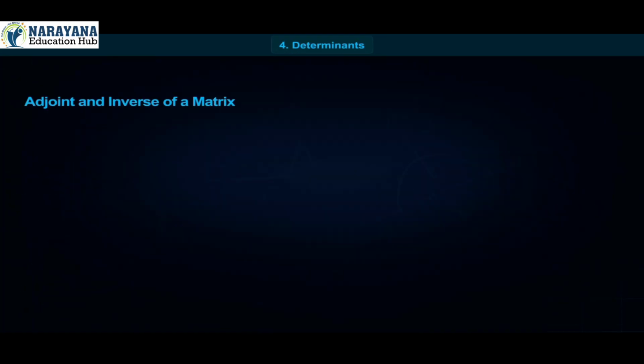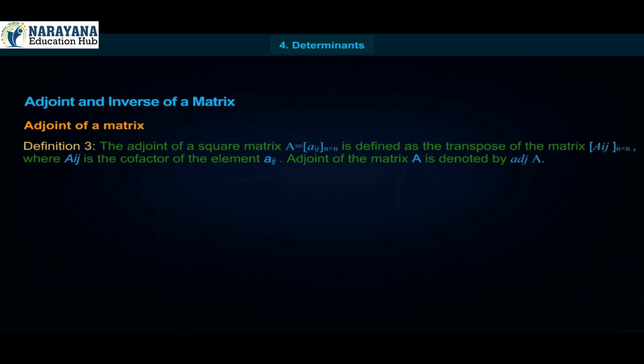Adjoint and inverse of a matrix. Adjoint of a matrix. Definition 3. The adjoint of a square matrix A is equal to [aij] n by n, and is defined as the transpose of the matrix [Aij] n by n, where Aij is the cofactor of the element aij. The adjoint of the matrix A is denoted by adj A.